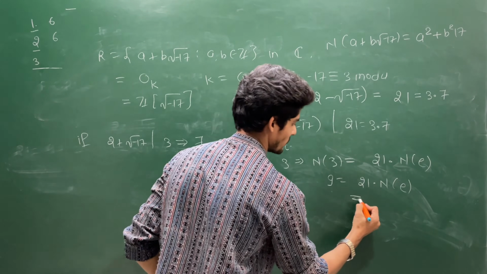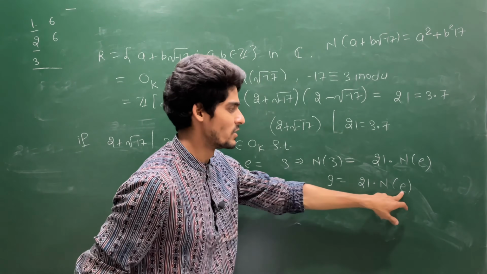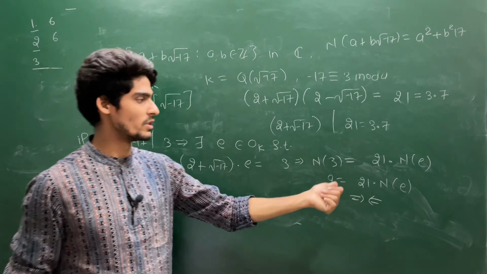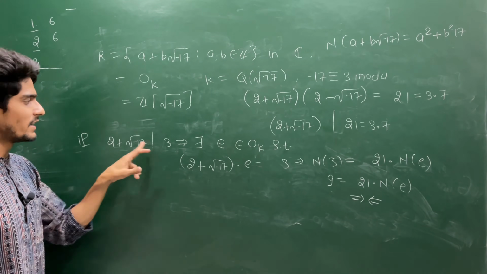But this is a contradiction, because norm is always an integer. So 21 into some integer you cannot get 9. So this is not possible. That means this does not divide 3.